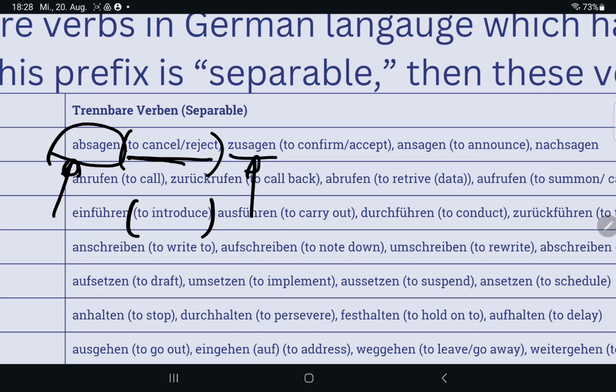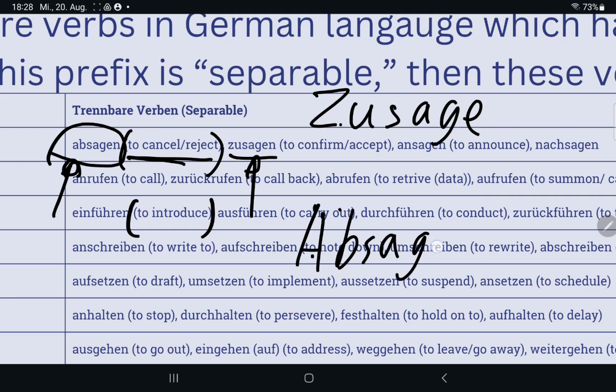Zusagen usually means to confirm or accept. If you apply for a job, you get a Zusage, an acceptance or confirmation. If you get an Absage, it's a rejection. If you get meeting invites from someone, the options are Absagen to cancel and Zusagen. You will see this in Outlook if your Outlook is in German. I hope you get the point.